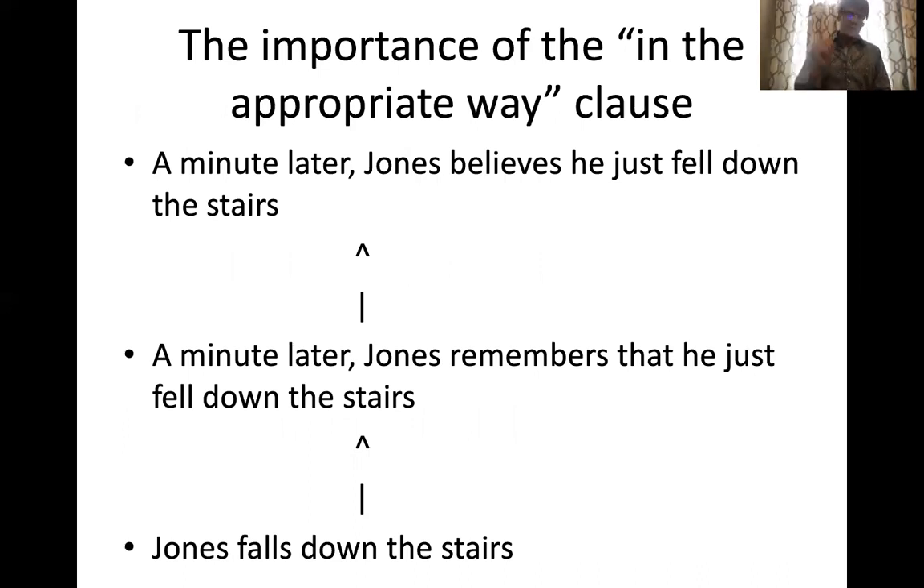So there might be some instances where beliefs and truth makers stand in causal relations to one another, but for some reason they're inappropriate. For example, let's suppose that Jones falls down the stairs. A minute later, Jones remembers that he just fell down the stairs, and that causes, a minute after that, him to believe that he fell down the stairs. This seems like an appropriate causal connection.